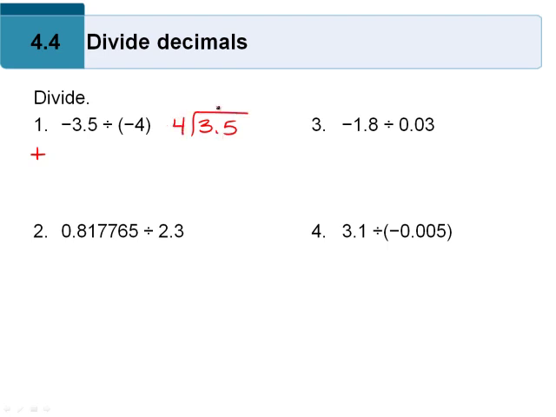The decimal point just goes straight up into the quotient because there's no decimal on the 4, so we don't have to worry about that. But now I have to divide. Well, 4 won't go into 3, so you put a 0 there. 0 times 4 is 0. When you subtract, the 3 comes down, and you bring down the 5. Now 4 will go into 35 8 times. That's 32, 8 times 4, and that leaves 3.